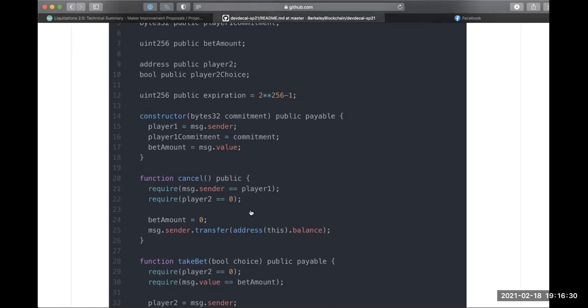Do you need to specify who you're transferring to? Well, what happens is that the sender is the one transferring to the contract.